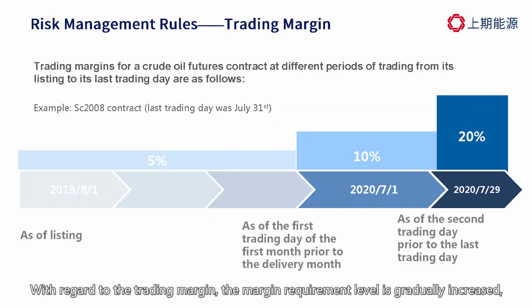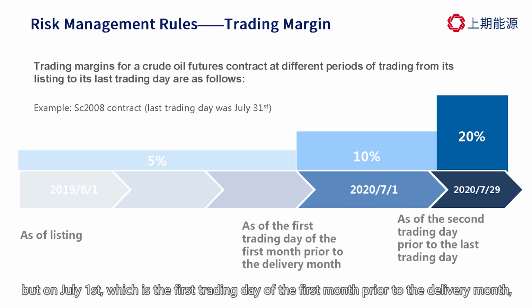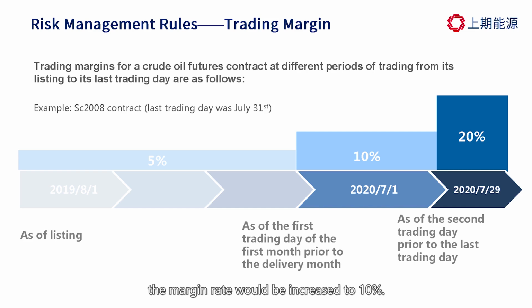With regard to the trading margin, the margin requirement level is gradually increased when the delivery month is approaching. The 3 margin rate levels are 5%, 10%, 20%, respectively. By using Shanghai Crude August contract as an example, the margin rate was 5% since the listing date, but on July 1st, which is the first trading day of the first month prior to the delivery month, the margin rate will be increased to 10%. And then on July 29th, the rate will be increased to 20%.